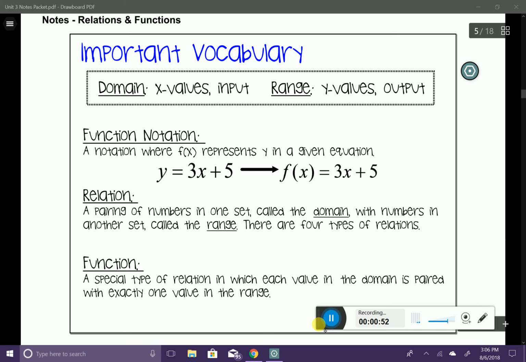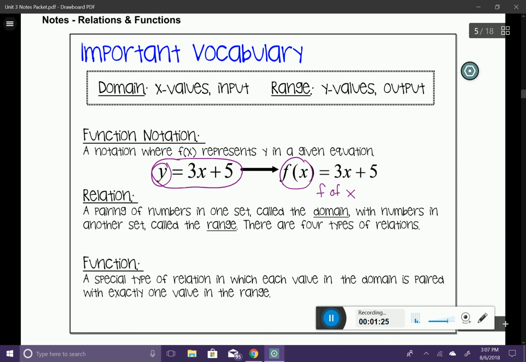We also have this word, function notation. So function notation is where f of x represents y in a given equation. So we've been talking about function rules, which look like this: y equals 3x plus 5. Now, function notation is basically taking that y and changing it to f with an x. And the way that we say this is f of x. We're going to be doing a lot with that f of x, but basically what I wanted to show you is that these are identical statements. That's just saying that y and f of x are the same thing, basically.